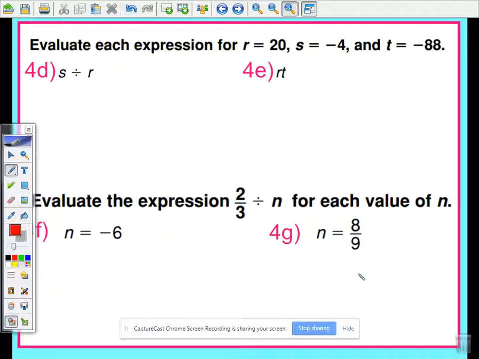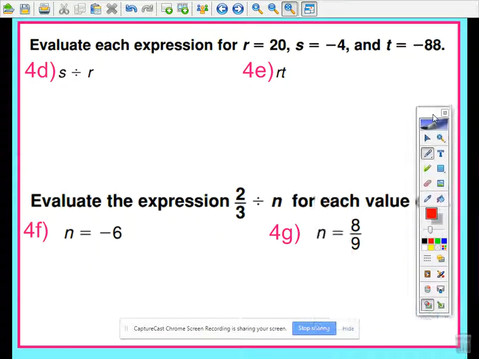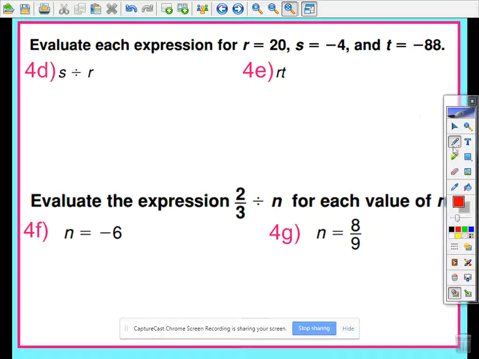All right. Now let's start evaluating. Again, why don't you pause it, see how you do, and then we'll come back and check it.